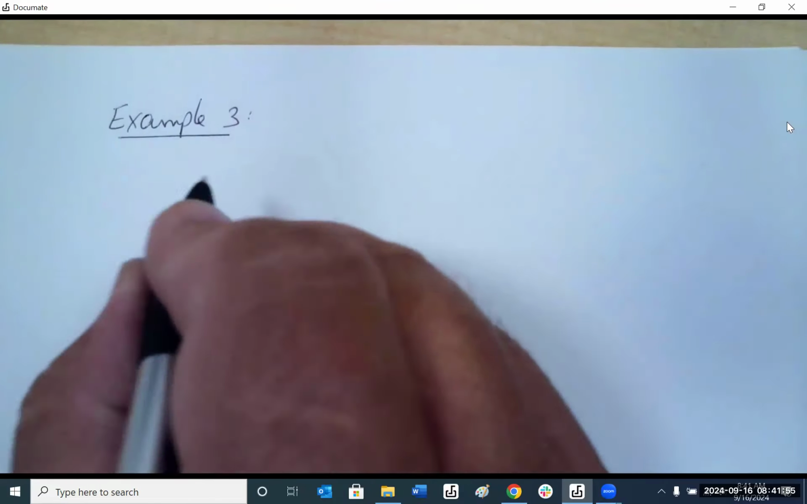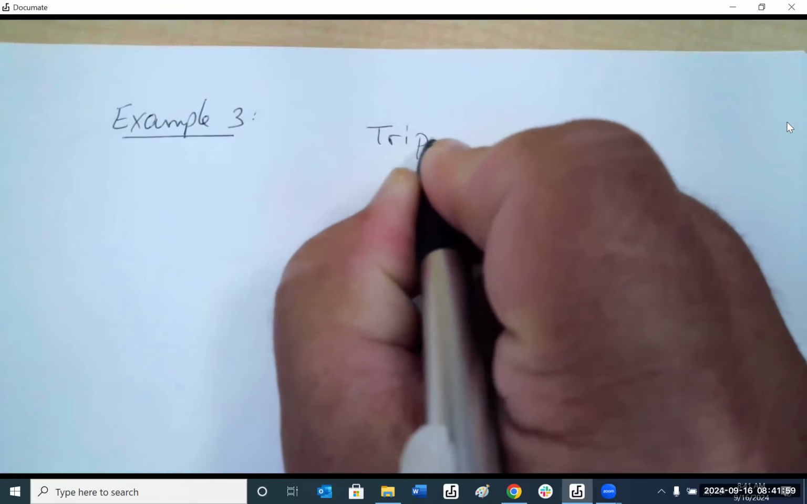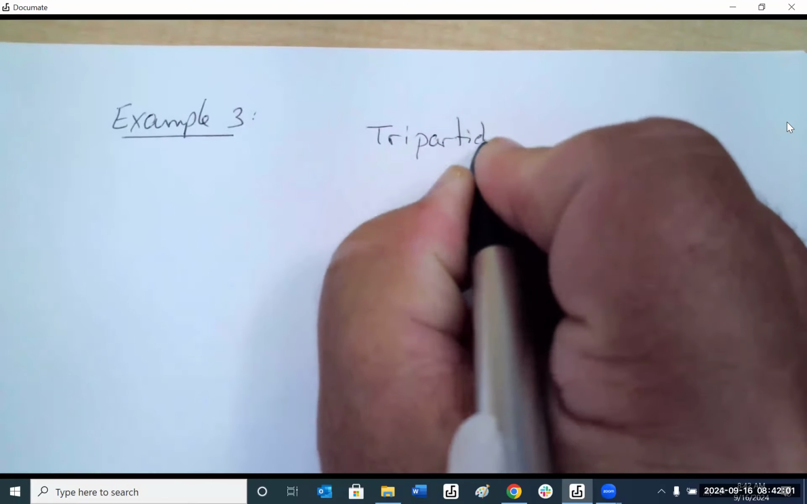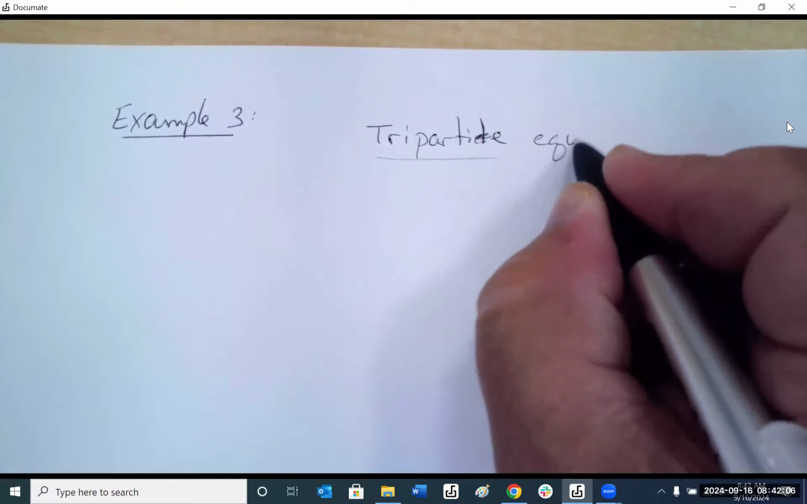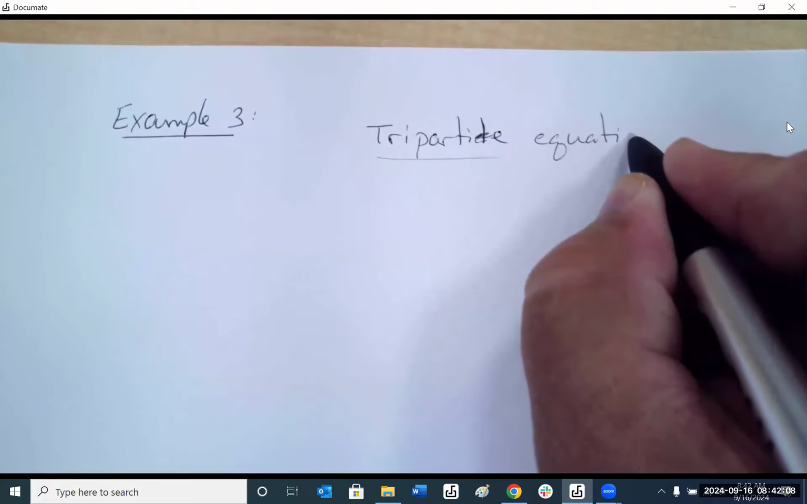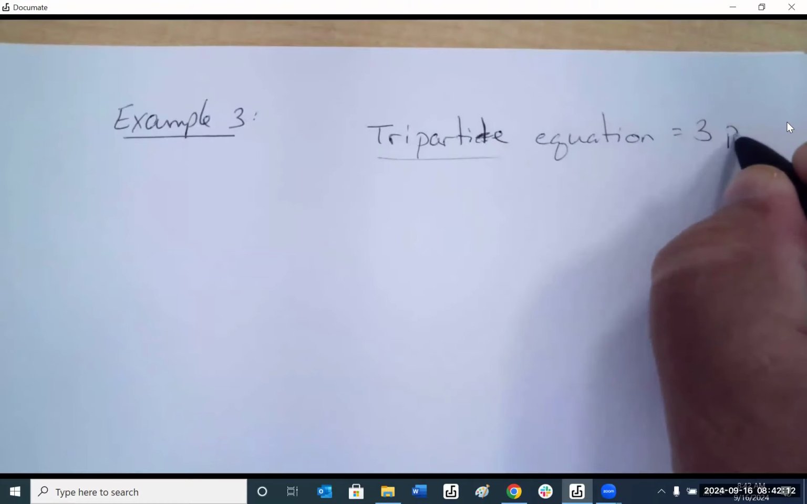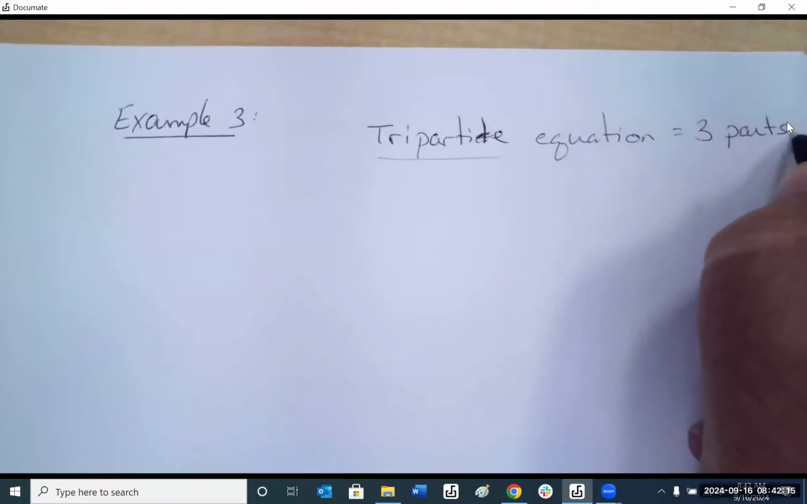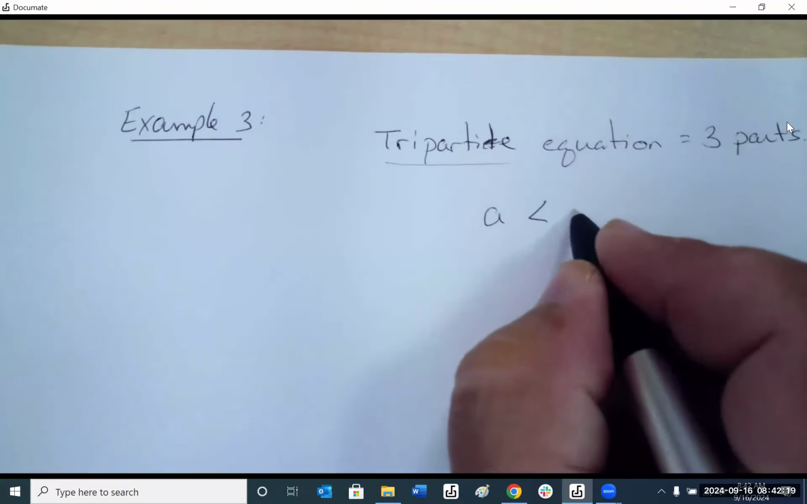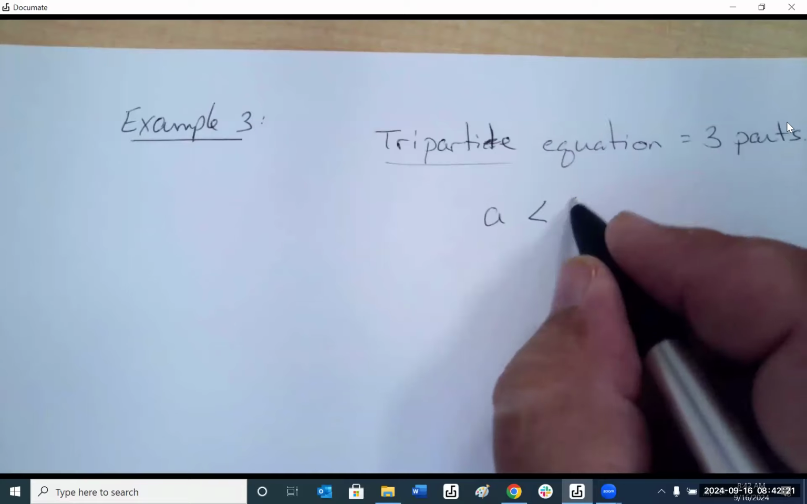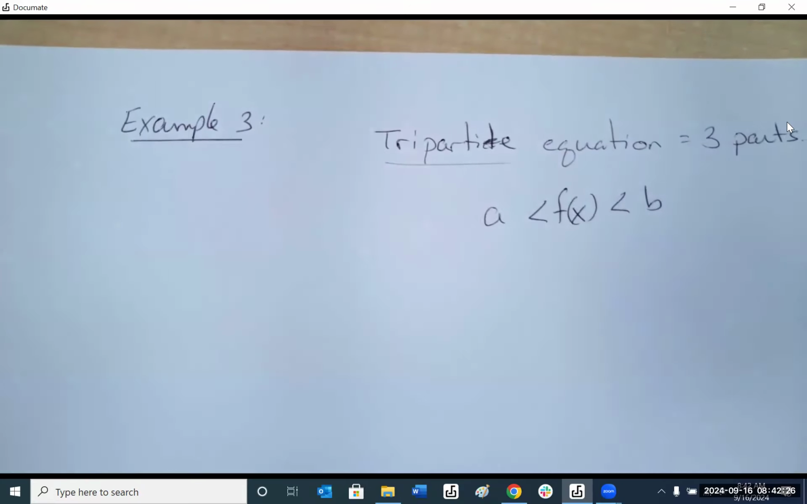Number 3. This is what we call a tripartite equation, which means it has 3 parts. We have one number, an equation, and another number.